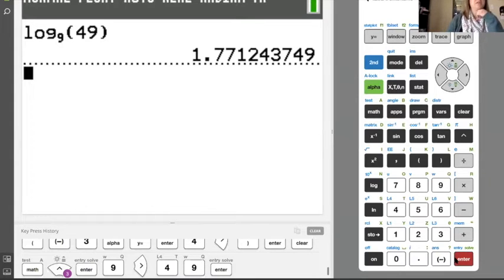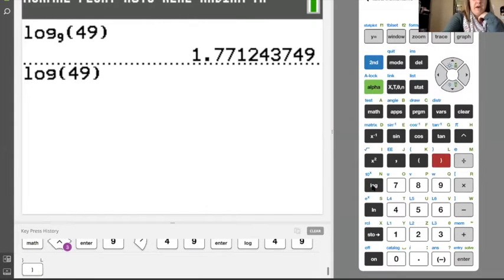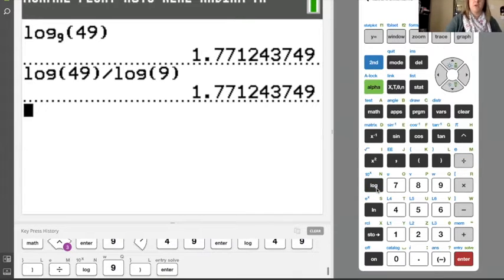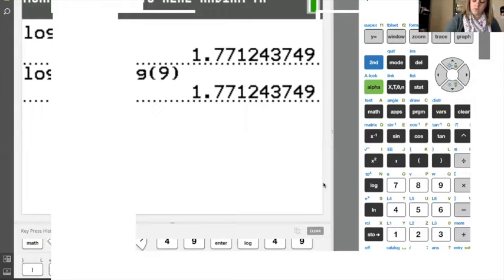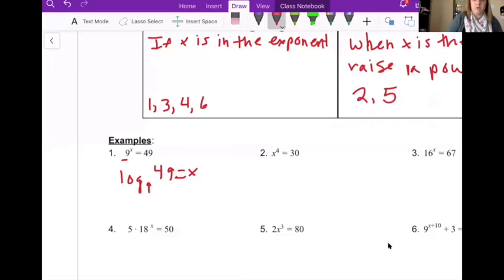Another way that you can do this, if you do not have that option of doing a log base, is you would do log of 49 divided by log of 9, and you get the same answer. So going back, then this would be 1.77.